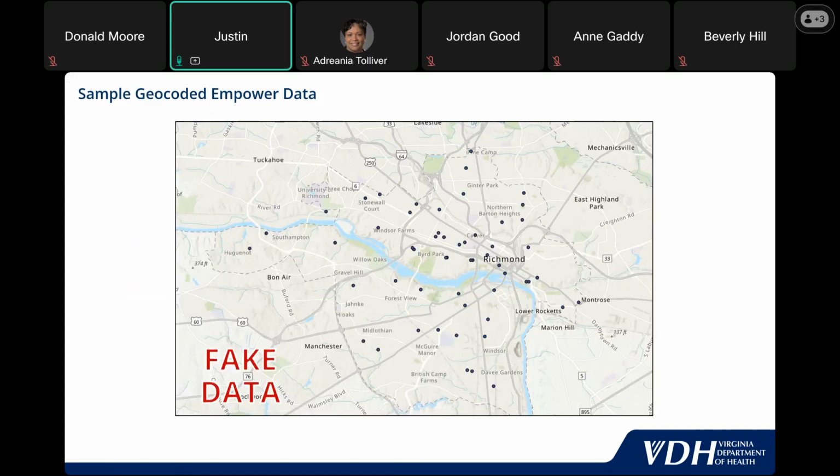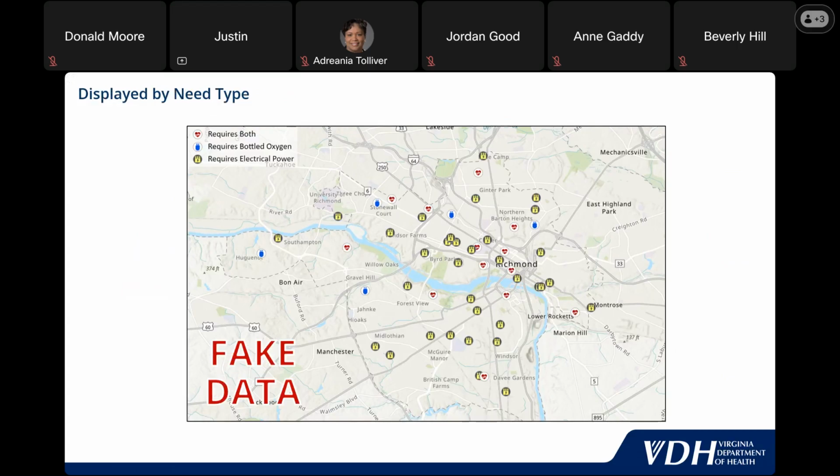All right, so this is our fake data, just a simple map that we created of our Buffalo Bills roster here, where they would live in Virginia if they're in Richmond, if our data set was real. But that's just a map showing where they are throughout Richmond.